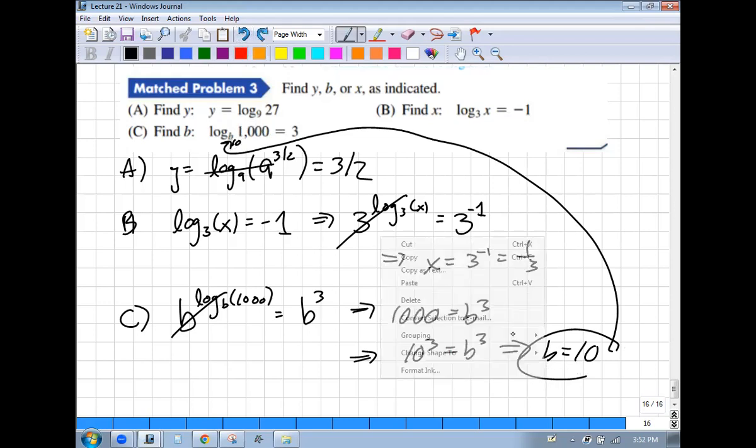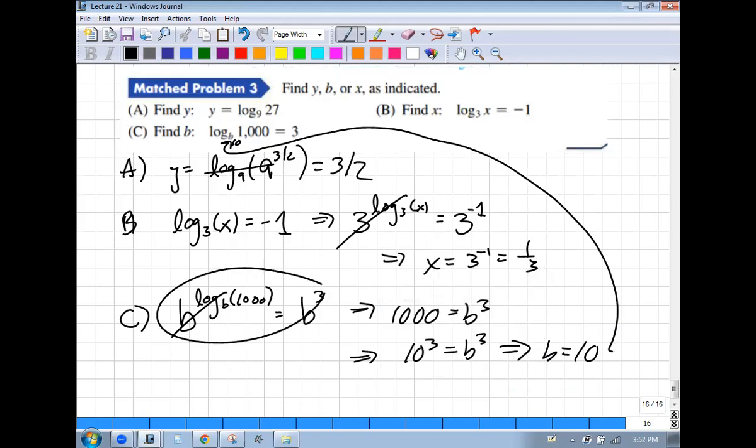So we did all this math to figure this out, right? But technically, you should be able to look at this and write down the answer. Something cubed is 1,000. Well, the answer has to be 10, right? So even though this was the craziest one, because the b was in the base, the math was kind of weird. If you understand it, you should be able to just write down the answer. Something cubed is 1,000. What's the something? It has to be 10. 10 cubed is 1,000.